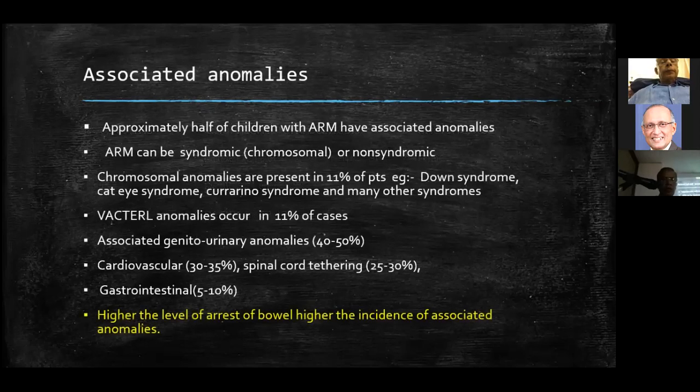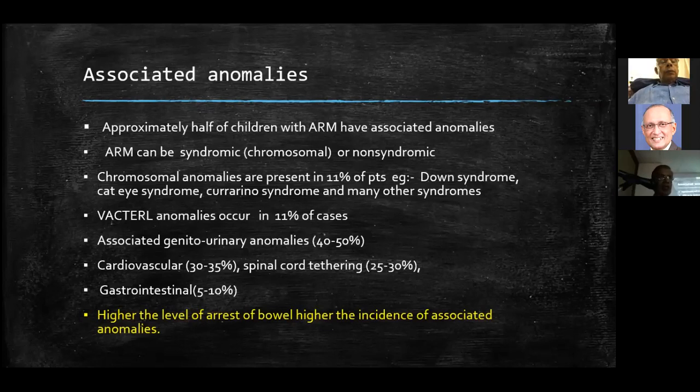Then associated anomalies: approximately 50% of cases will have associated anomalies. And ARM can be syndromic or non-syndromic, meaning associated with syndromes. Chromosomal anomalies, we already mentioned. And you should know VACTERL anomalies. V stands for vertebral anomalies. A stands for anorectal malformation. C stands for cardiac anomalies.